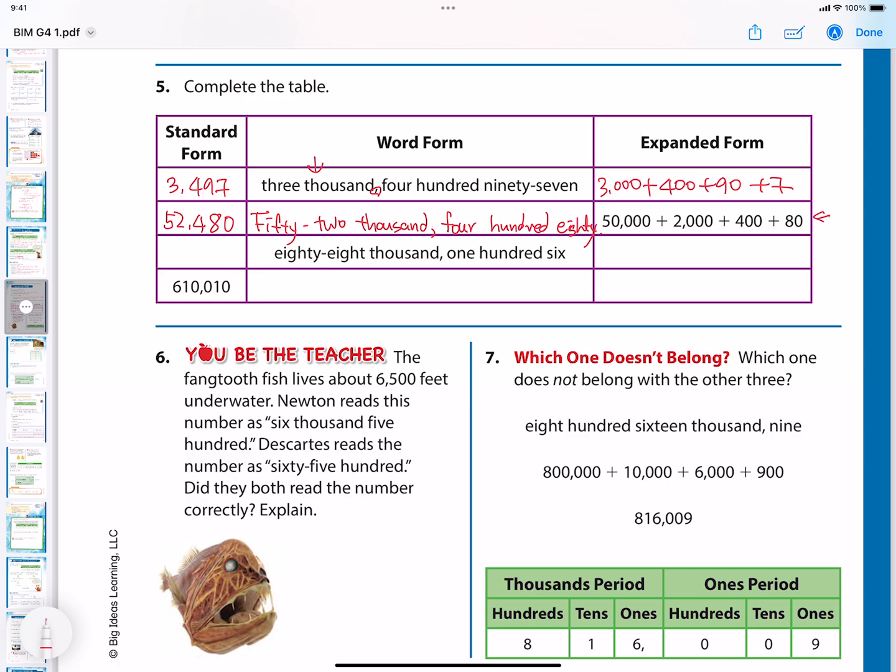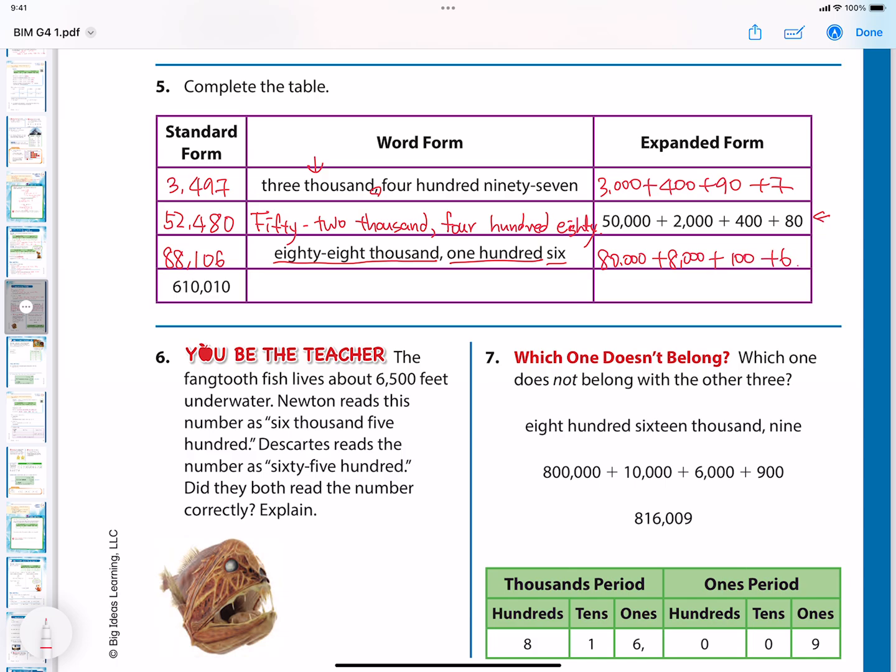Now let's move on. 88,000. 88,000. I'm going to use this comma. 106. There is nothing in the tens place. Remember, 106. Okay. And expanded form is 80,000 plus 8,000 plus 100 plus 6.